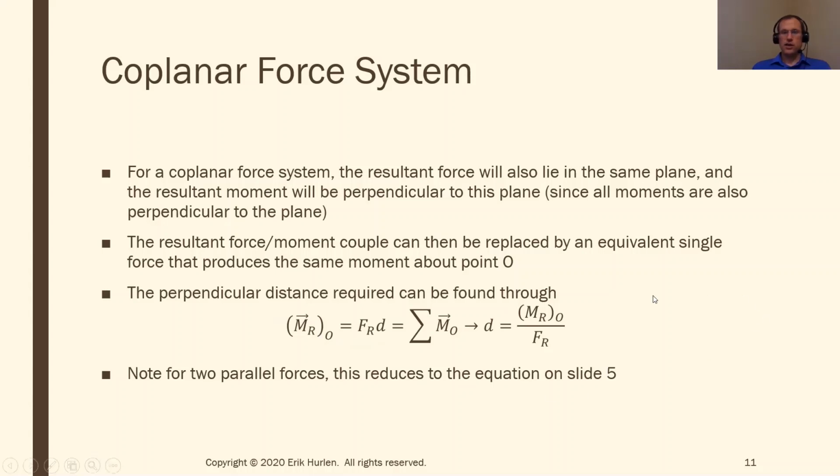So basically what I can do with that is find this distance d from point O that I can move my force, and that essentially gets rid of this moment. So we'll see a few examples of that in a few different cases later in this video. If I have two parallel forces, this equation just reduces down to the one we had on slide 5 with the A's and B's.